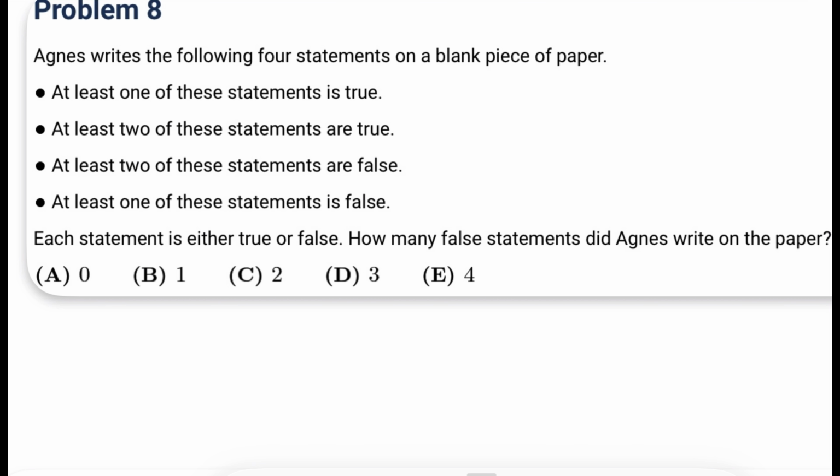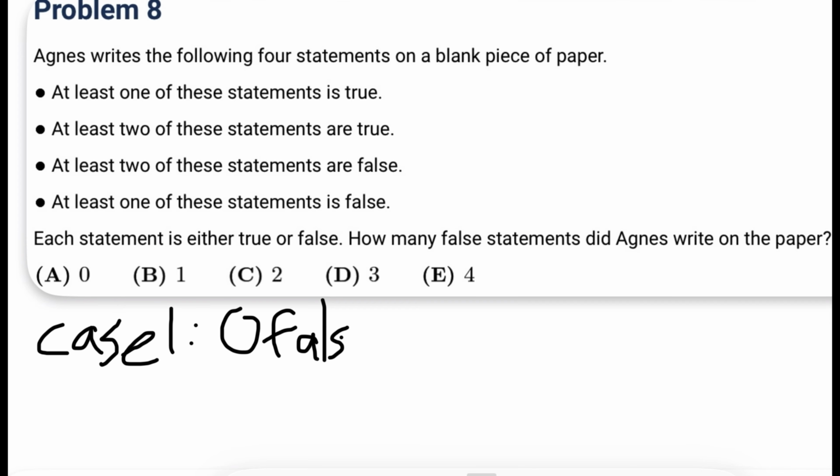So here we will start with cases, where case 1 is that 0 statements are false. So 0 false. That means we will have 4 true.